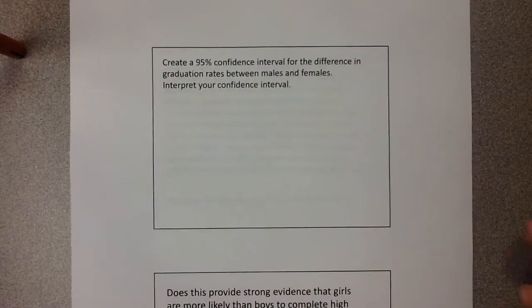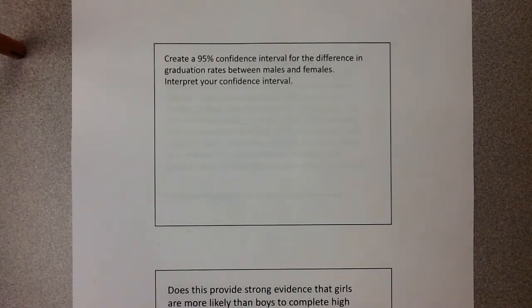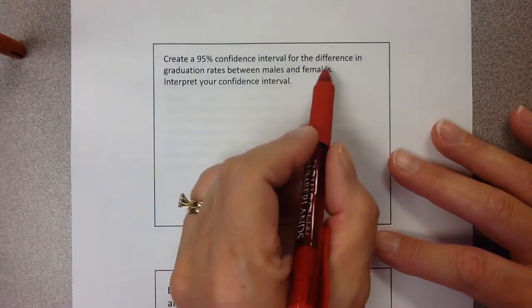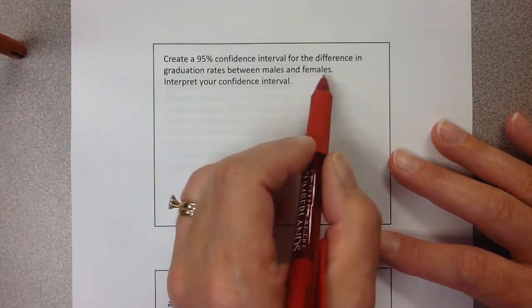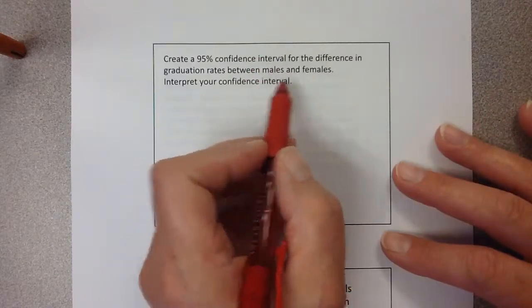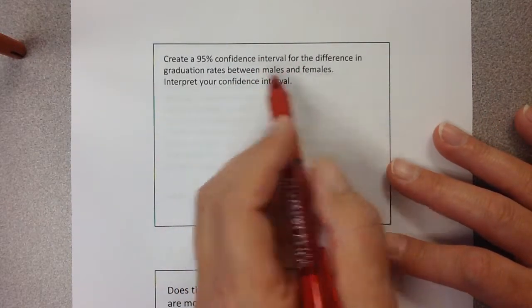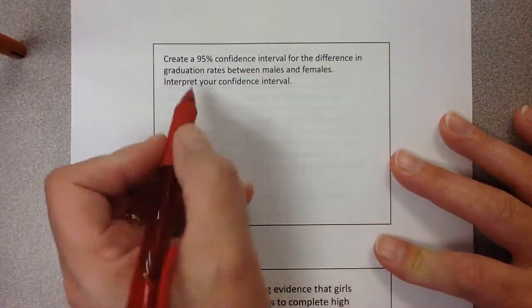Okay, so we want to create the actual interval. To create the actual interval, we want to start with our statistic. Well, we're looking for a difference in graduation rates between males and females. The order in which you do that really doesn't matter. I typically go males minus females if that's the way it's written, but you can do it either way as long as you interpret it correctly.